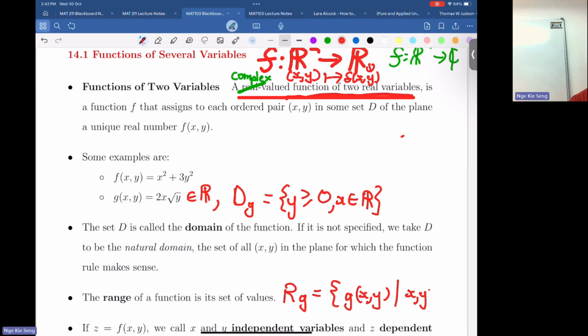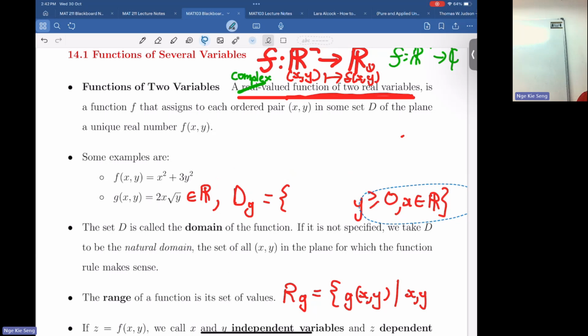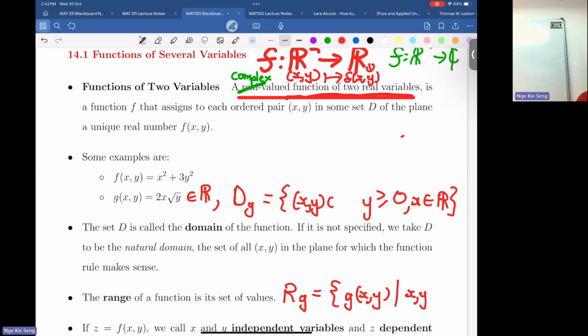Wait, how should I put this? A bit ugly, huh? So I think I should write it properly using set notation here. So (x, y) in R^2 such that this thing holds. So (x, y) should live in D. Okay, does it make sense? Okay, range and the domain here.